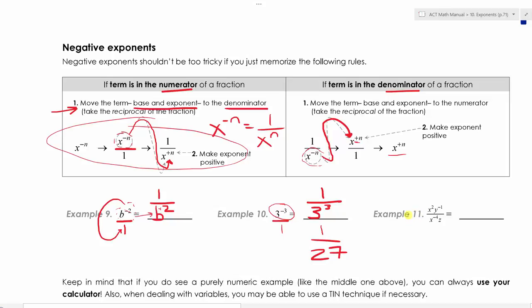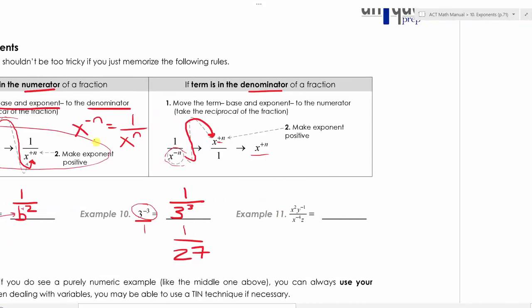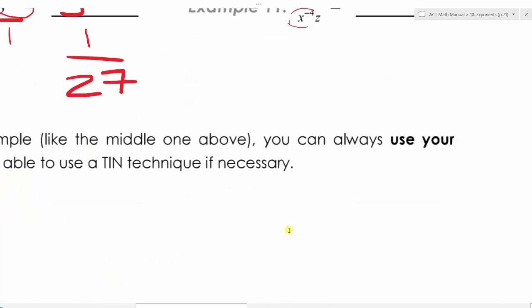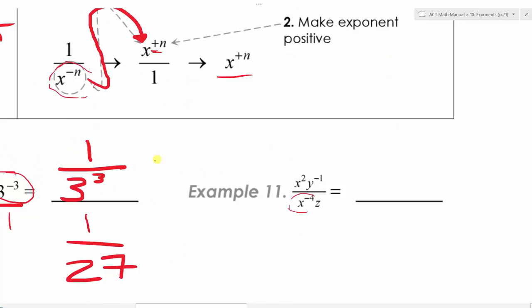Over here in example 11, obviously this one is the most complex of all of these. So let's start with this first negative term here, this x to the negative 4th. Let me zoom in on this a little bit. So the x to the negative 4th, remember what we do? We take it up into the numerator and we make the exponent positive. So there's now an x to the 4th in the numerator.